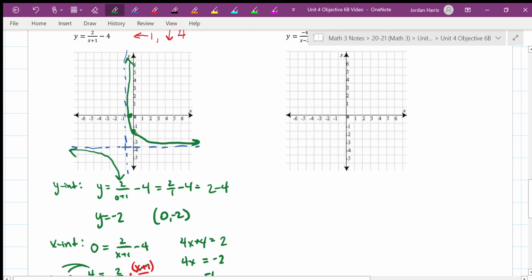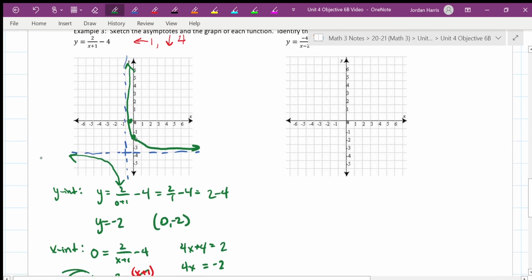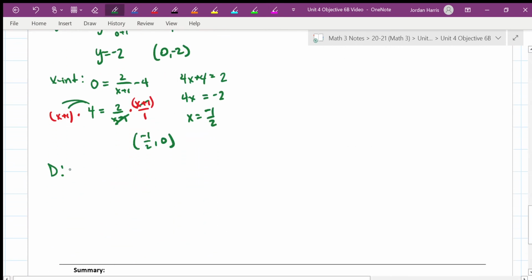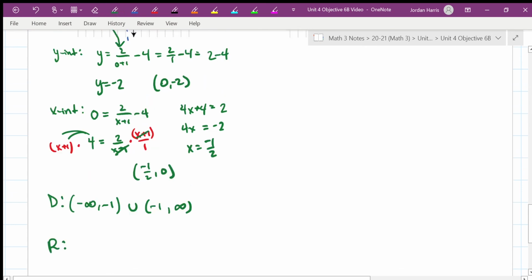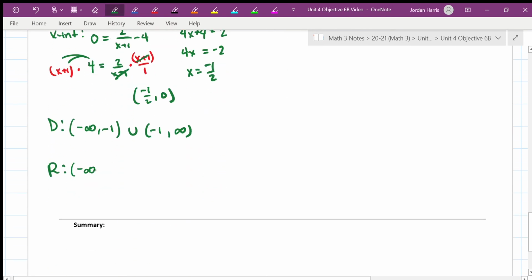So there we go. Finally, we have domain and range. Domain and range are the same no matter what. X values, I'm skipping negative 1. So negative infinity to negative 1, union negative 1 to infinity. My range, the y values, so down to up, I'm skipping negative 4. So negative infinity to negative 4, union negative 4 to infinity. Basically, the only thing that changes for domains and ranges is the number right here. They should match, and it should always be the asymptote that relates.